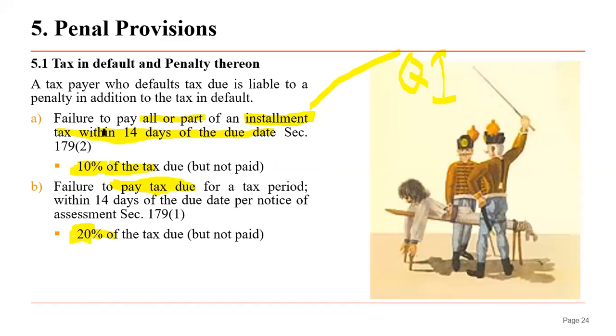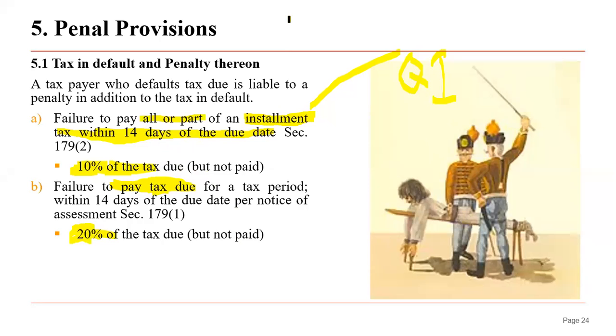installment within 14 days from the due date. Within 14 days from the due date, 10% of the tax due. Then after the 14 days, they have another 14 days. Failure to pay. If you can refer to section 179, let me share the act itself.